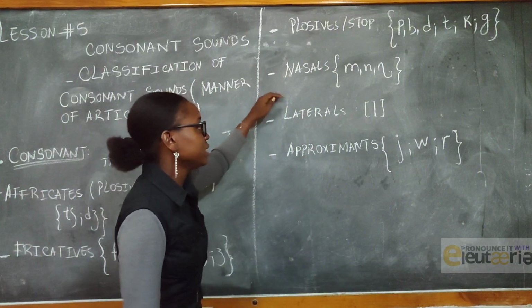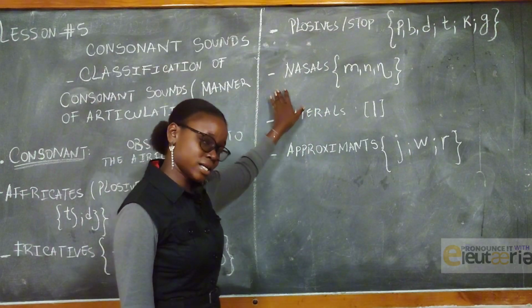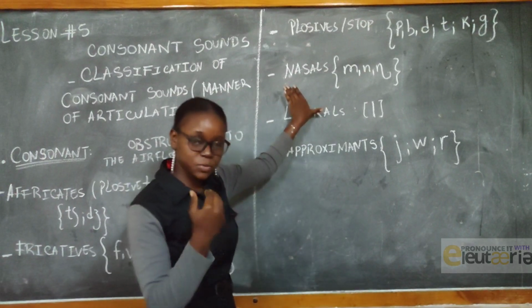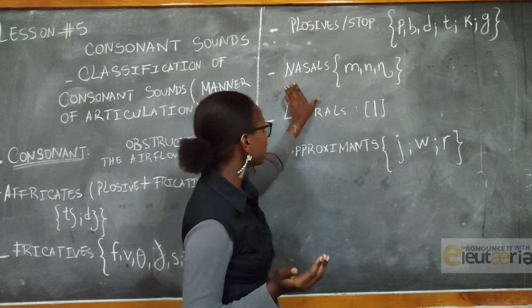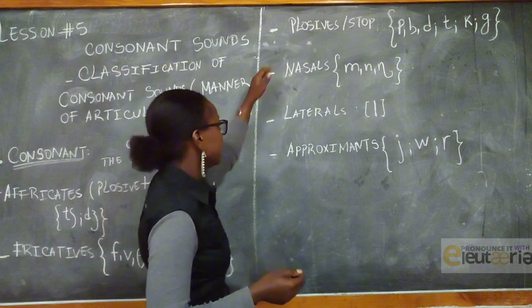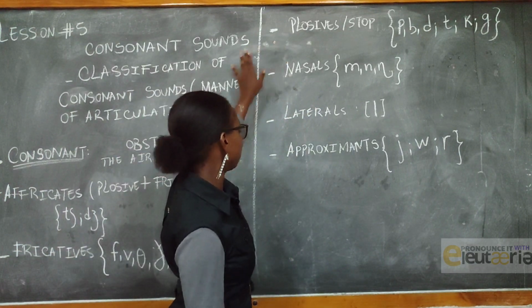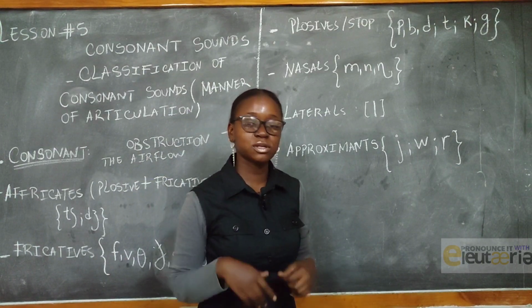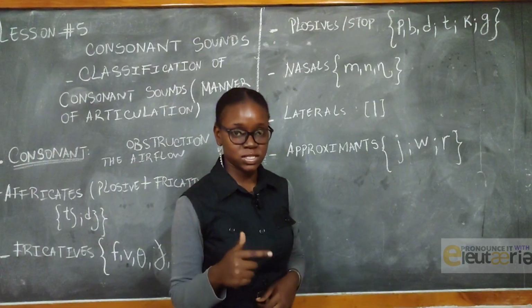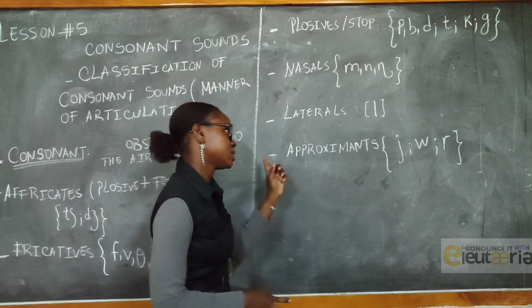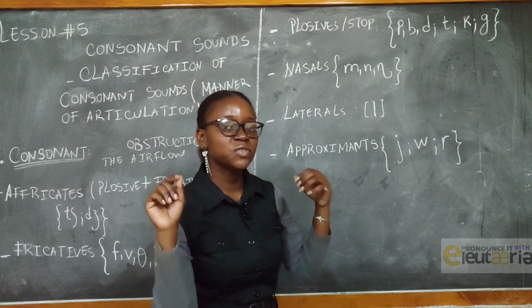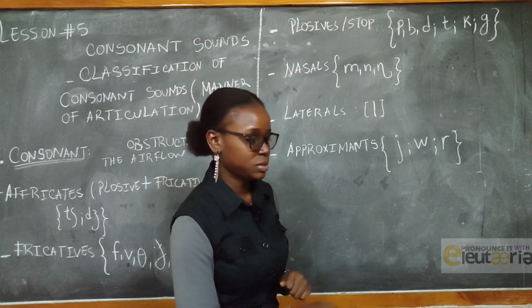And then we find the nasal consonants. These are called nasals because of the nose. What happens is that when we articulate each one of these, we don't allow the airflow to go to our noses. But when it comes to nasals, we allow that airstream to go through our noses.